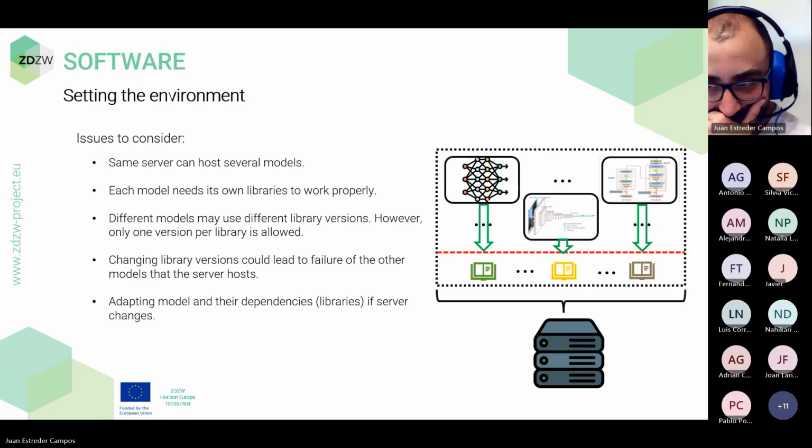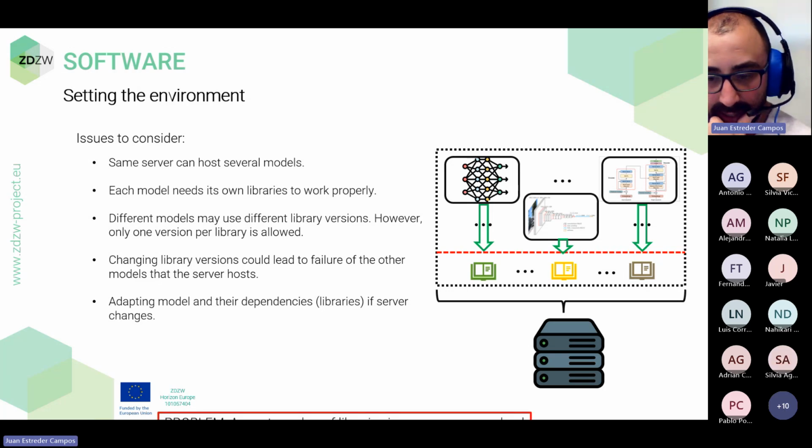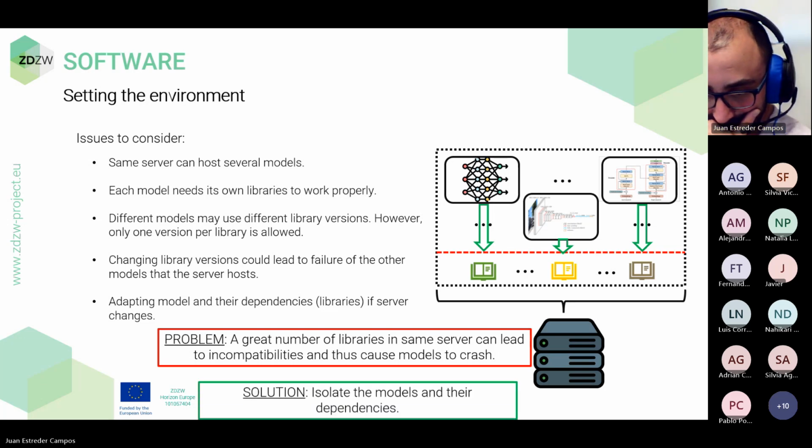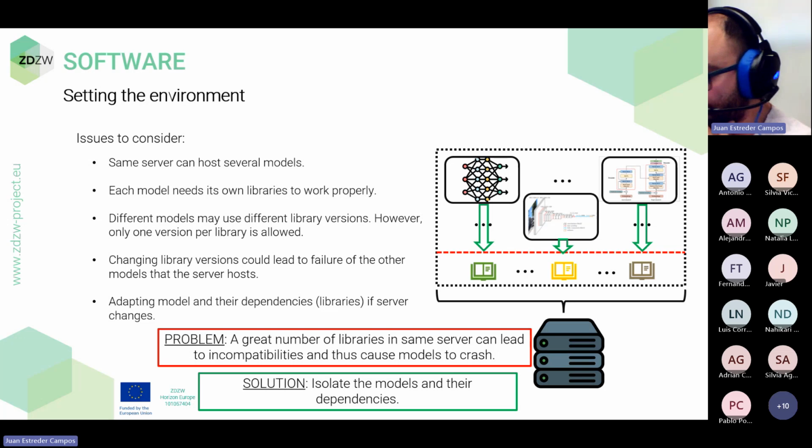Okay. So in order to avoid all these problems, we have a problem: a great number of libraries in the same server can lead to incompatibilities and cause the models to crash. So the only solution is to isolate the models under dependencies.